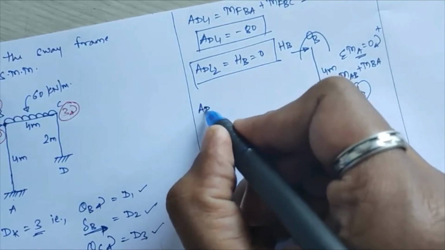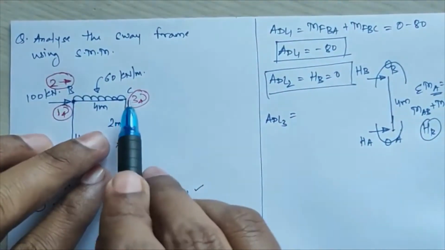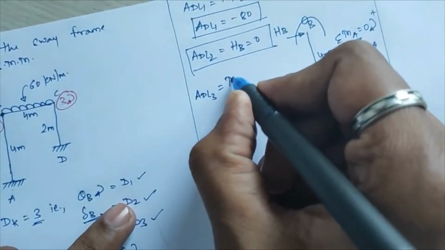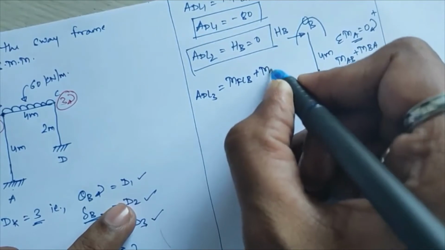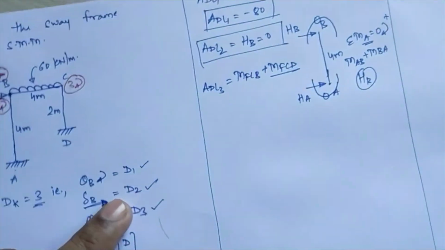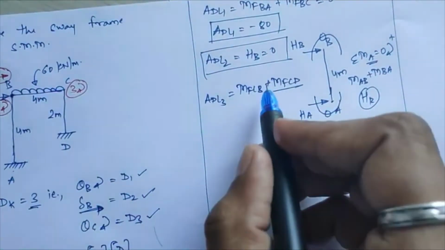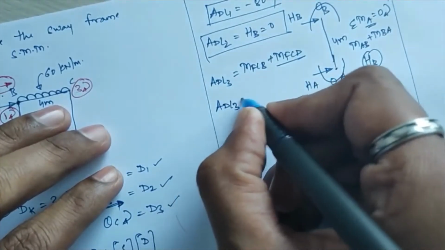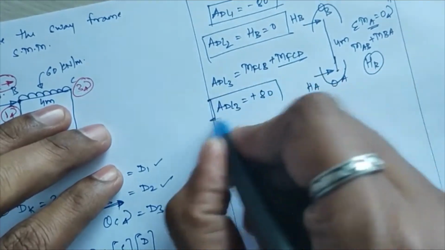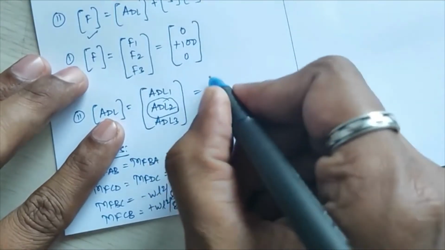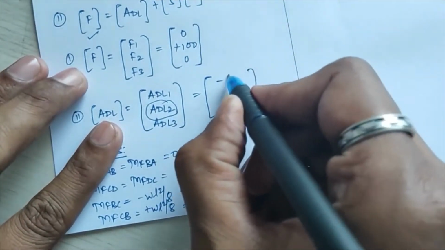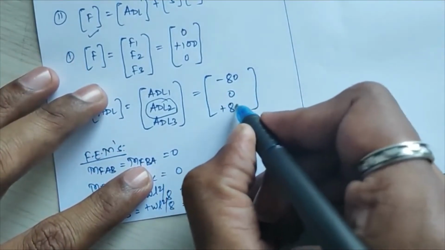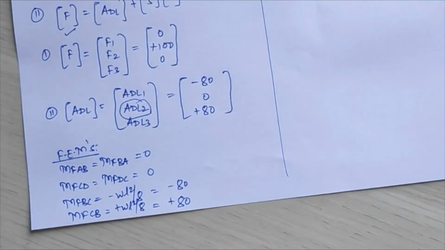Next, you have to calculate the ADL3 value. ADL3 will be at your third coordinate, which is the combination of friction moments of CB and CD. So that will be MFCB plus MFCD. MFCD is again 0 because no loading is provided in CD. MFCB I have got as plus 80. So ADL3 I am getting as plus 80 here. So I'll write those three values over here: ADL1 I am getting as minus 80, ADL2 as 0, and ADL3 I have got as plus 80.